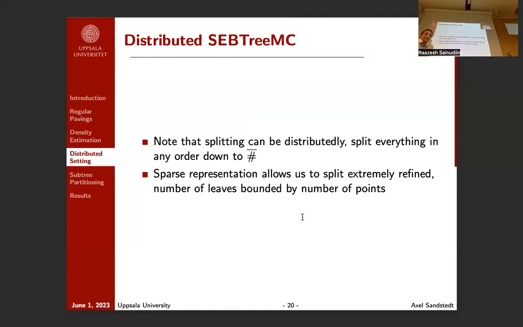But we now get into the distributed setting. There's a paper that notes that since we want to split every cell down to the count limit or just below the count limit, we don't actually have to do this prioritizing, splitting the box with the largest amount of points in it. We can just split everything down to the count limit in any order we wish. And this sparse representation of map regular pavings, which we defined before, allows us to basically split down to any level at all, since the number of cells we have to represent in memory is always upper bounded by the number of points in our data set.